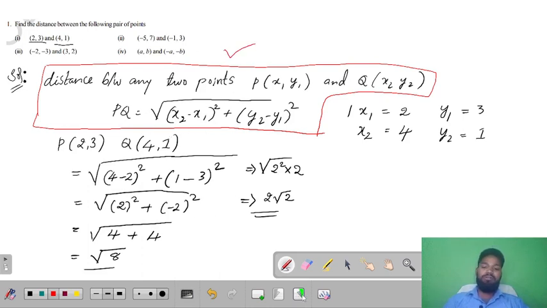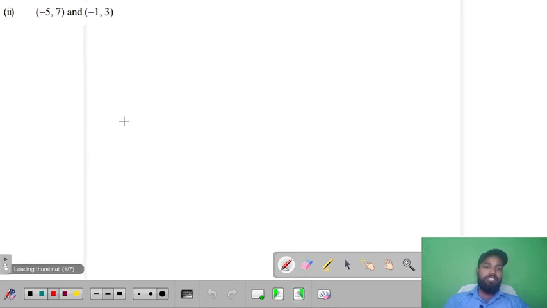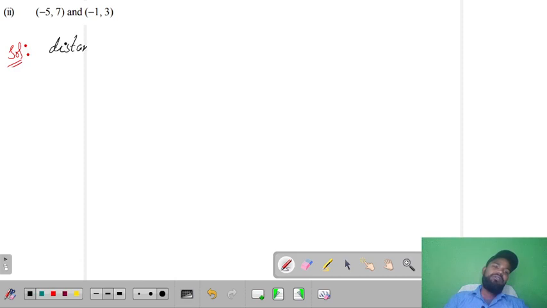Moving to the next problem, see the next problem here. The next problem is given with a pair of points. The 2 points are (minus 5, 7) and (minus 1, 3). So let us write the same thing we wrote in the previous problem. Distance between any 2 points P, Q.